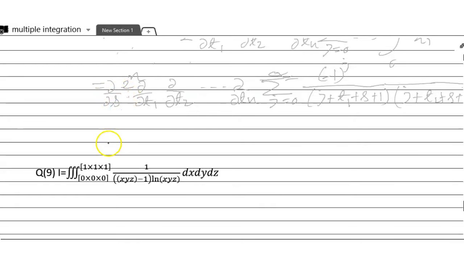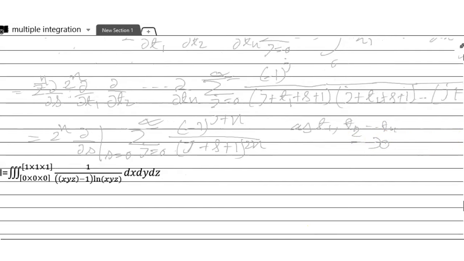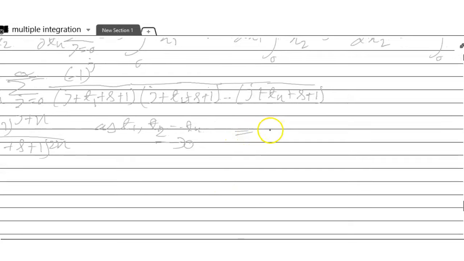And del by del s. So it can be written as 2 to the power n del by del s is equal to summation j equals 0 to infinity, minus 1 to the power j plus n, divided by (j plus s plus 1) whole to the power 2n, as t1, t2, everything up to tn tends to 0, is equal to n into 2 to the power n minus 1.